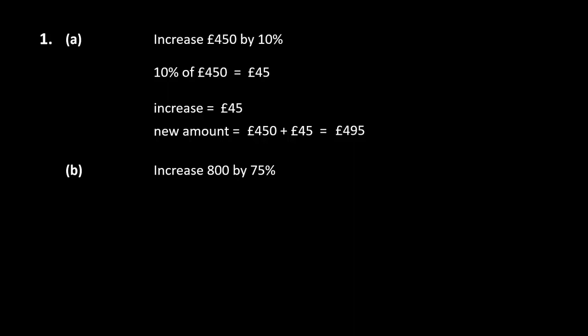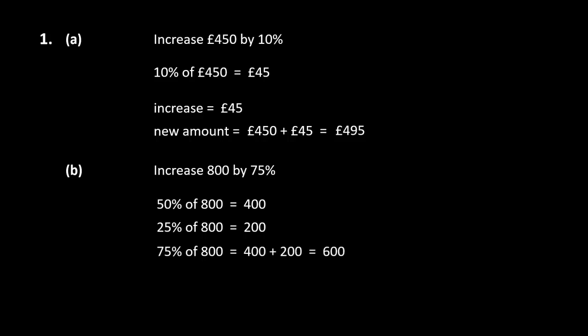B, increase 800 by 75%. Well, let's find 50% first. That's 400. 25% is 200, so that makes 75% 600. So that's what the increase is, so we add it. The new amount is 1,400. So over to you now to have a go at the 2 increases there for C and D, and then 4 decreases on question 2. Press pause, and then press play when you want to check the answers.